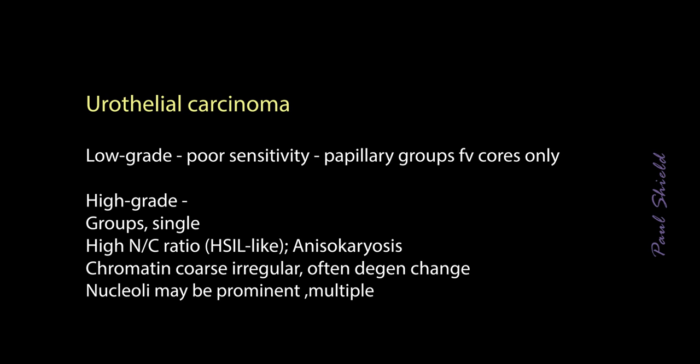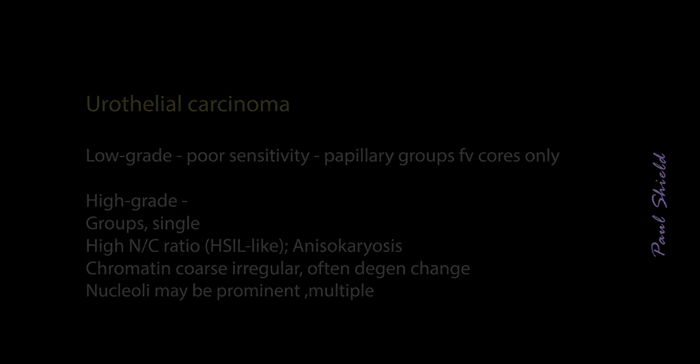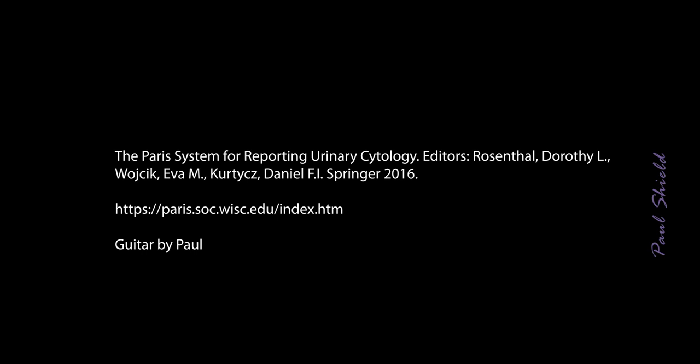They have very high NC ratio often. Sometimes they have an eccentrically placed nucleus that gives them a bit of a plasmacytoid appearance. They generally show really good coarse irregular chromatin pattern, variation in size and shape of nuclei, and often superimposed on that is a degenerative change from sitting in the urine. And when they're well preserved, you often see quite prominent multiple nucleoli present.